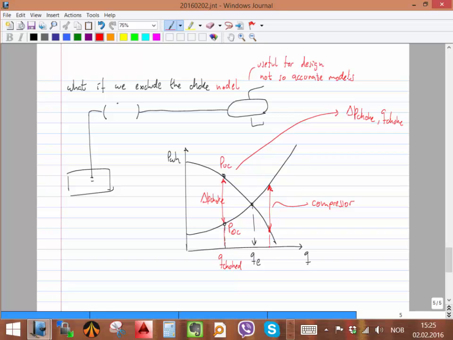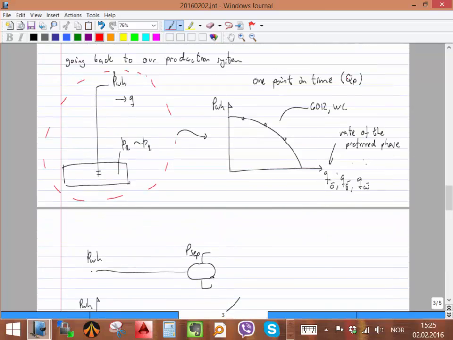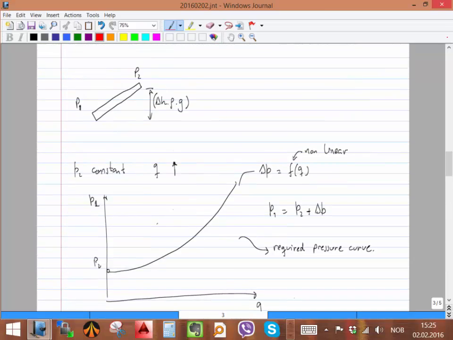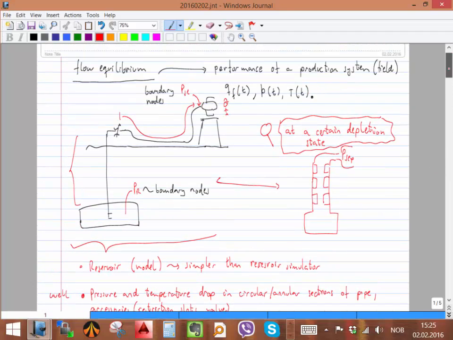Now the same analysis that I have applied here at the wellhead, I can do really at any other position in the system, right? If we go to our production system, can I choose any other point and have the same analogy and it will be exactly the same? For example, at the bottom hole, can I do that? Yes, I can do that.